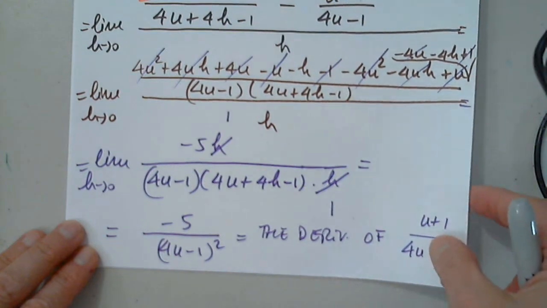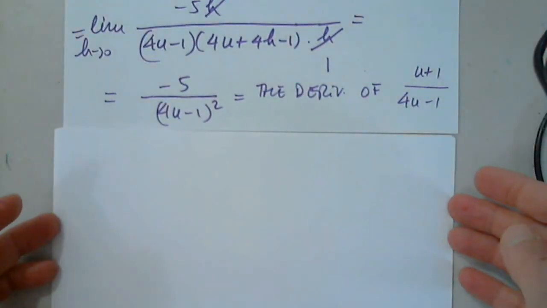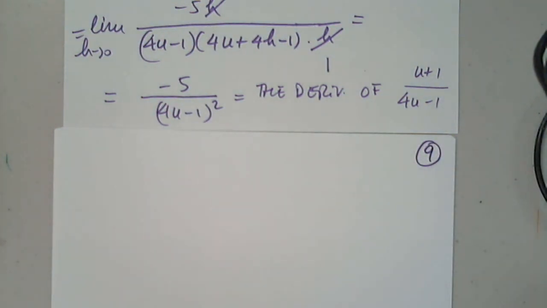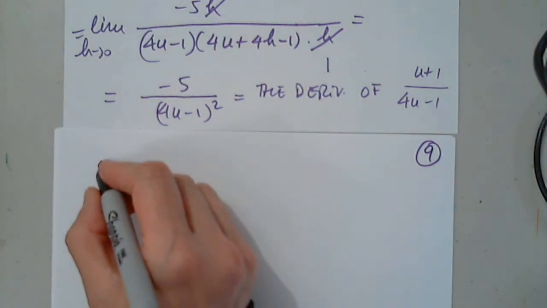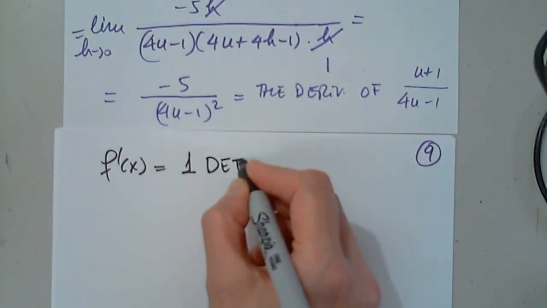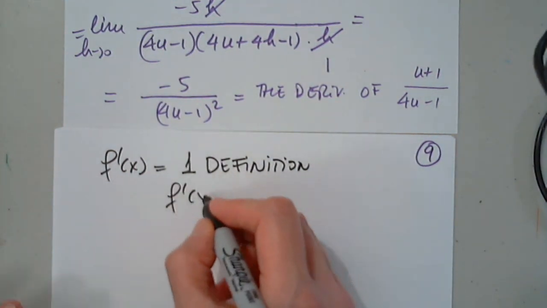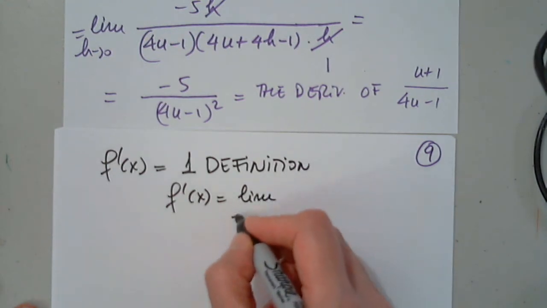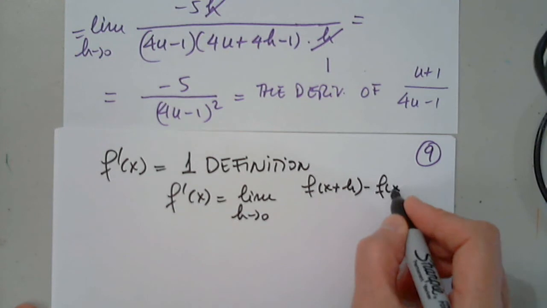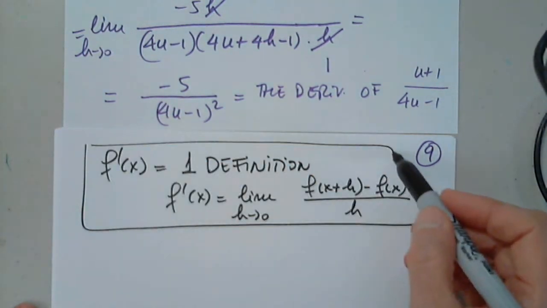Final thing. I promise this is the last concept in this chapter, last one. Okay, here it is. So f prime of x has only one definition. Again, I'm going to copy it here. f prime of x equals the limit as h approaches 0 of f of x plus h minus f of x divided by h. This is one definition, just one.